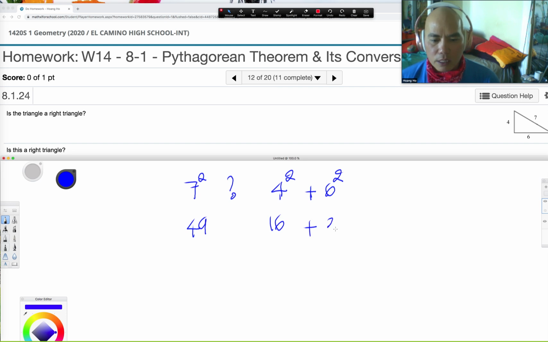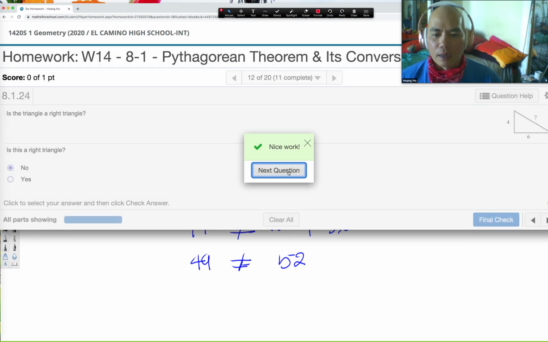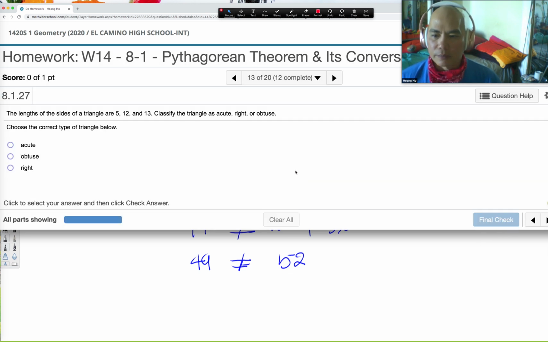6 squared, 36. All right. So 49 on the left side, and on the right side, 16 plus 36, that's 52. So they are not equal to each other. So this is not a right triangle. The answer is no. All right, no, right here. Final check. And move on to question 13.